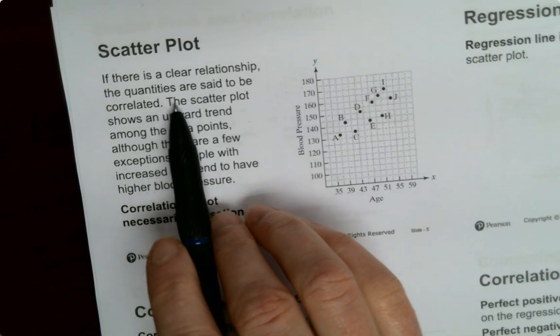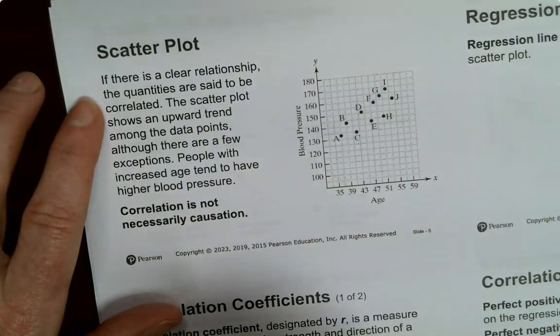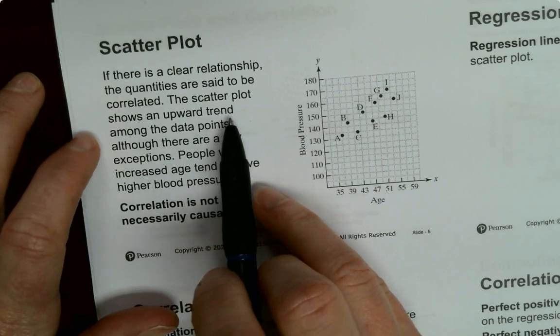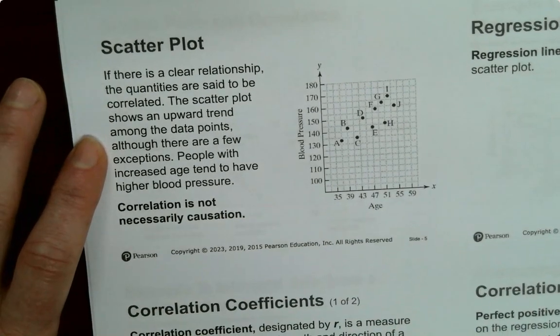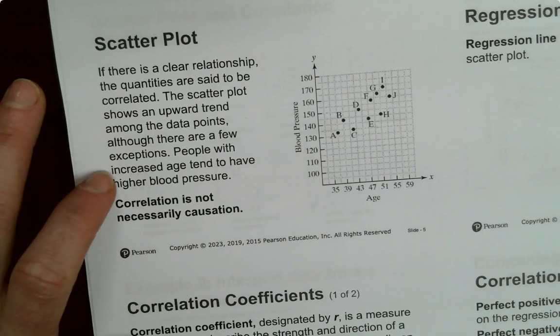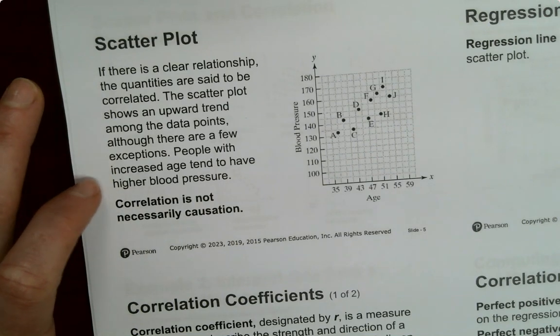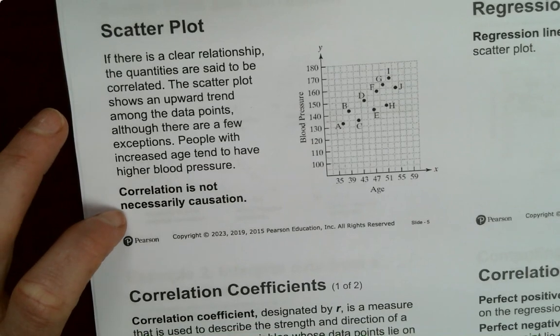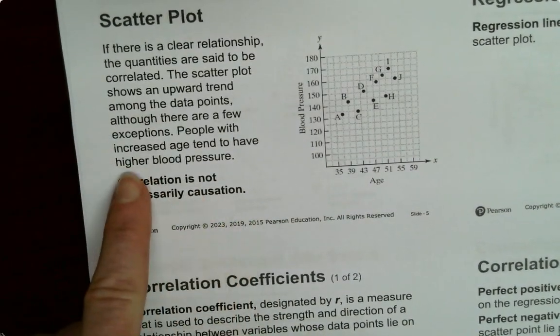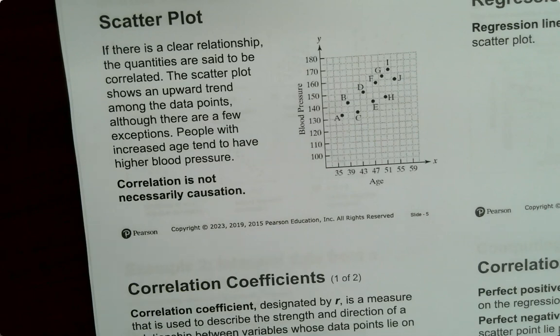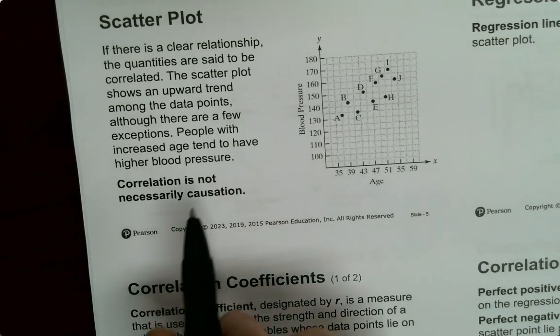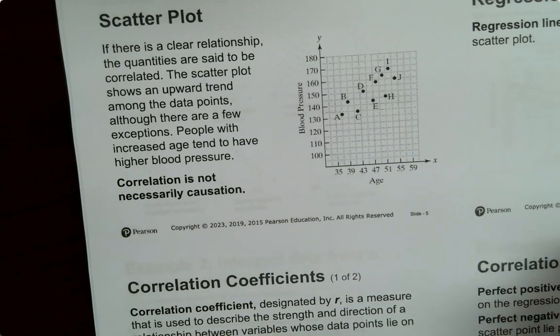There's a clear relationship. The quantities are said to be correlated if there's a clear relationship. The scatter plot shows an upward trend among the data points, although there are a few exceptions. People with increased age tend to have higher blood pressure. Correlation is not necessarily causation. So it's not necessarily a cause and effect relationship. I can't say that because you're getting older, your blood pressure is going to go up. There might be some other underlying conditions that have to be proven to show that one causes the other. So we can't say causation. We can say they're correlated though.